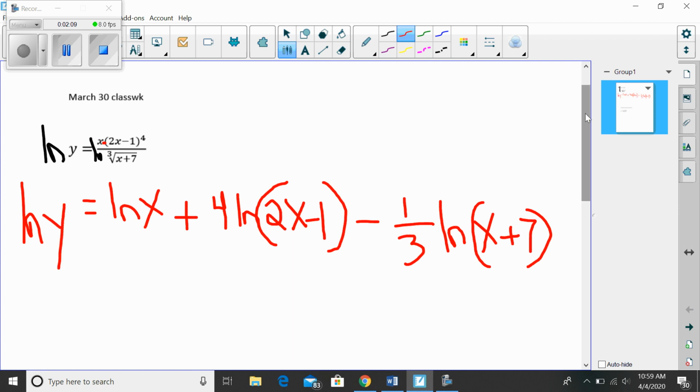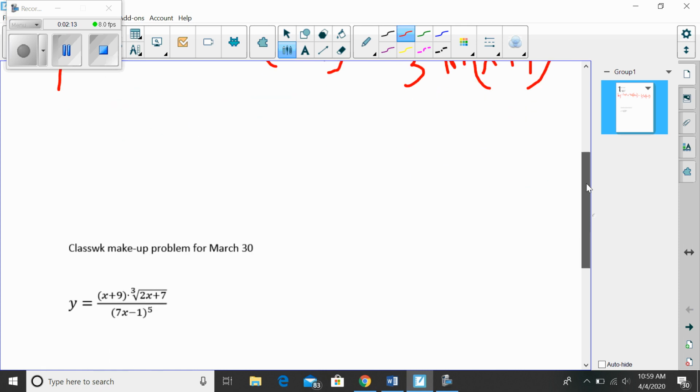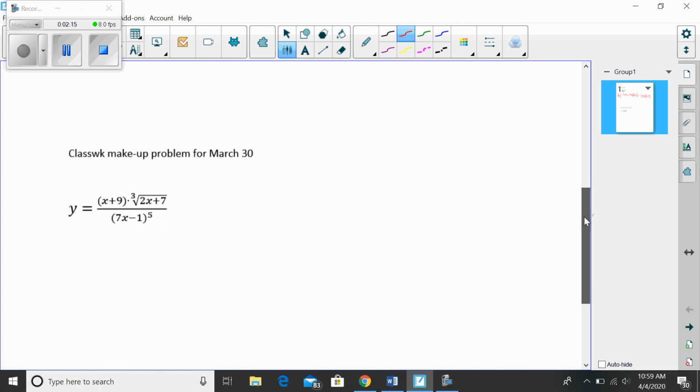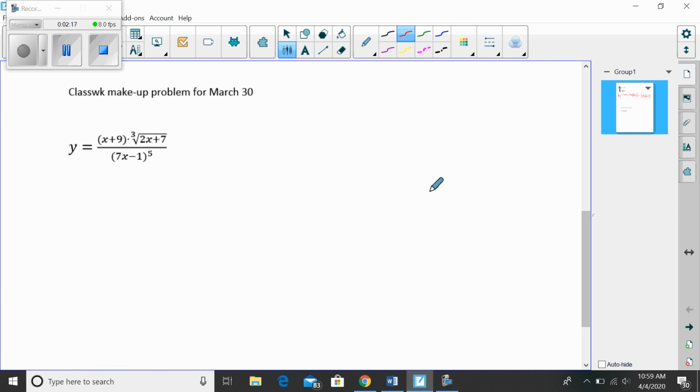So if you didn't complete March 30th classwork on time, I have been accepting things late, but since I already went over it, if you want credit for March 30th classwork and you haven't done it yet, here's a different problem that you could submit for March 30th classwork.